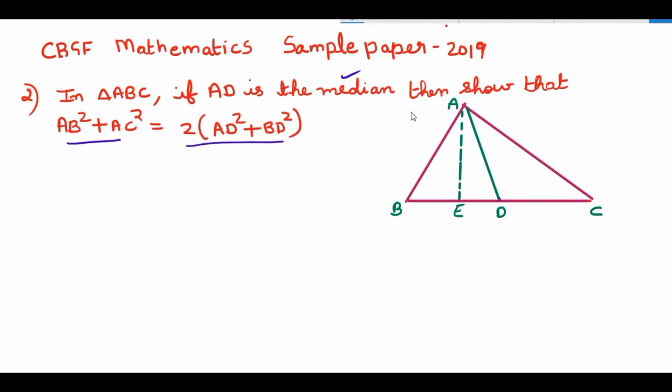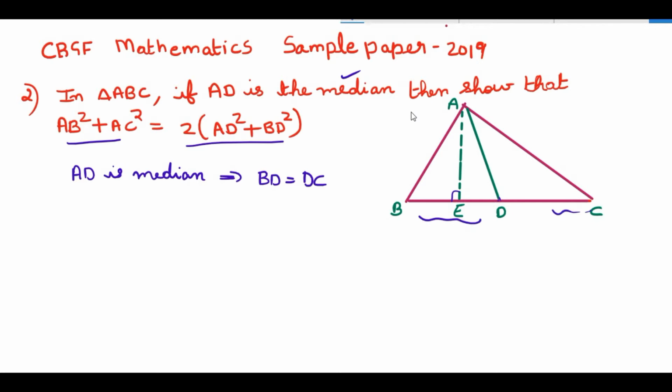It will be 90 degrees. So this is altitude, AE is altitude and AD is median. So we have to show AB square plus AC square equal to 2AD square plus BD square. They have given AD is median. So median divides that side into two equal parts. So we can write BD is equal to DC. Correct? Now BD will be equal to DC.